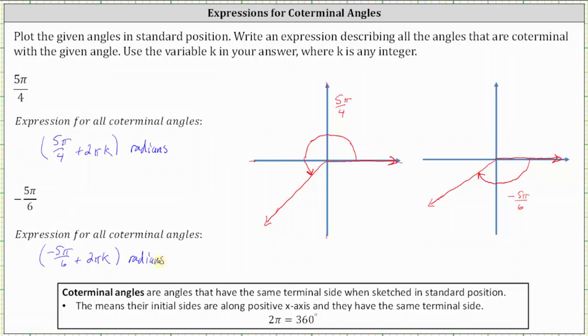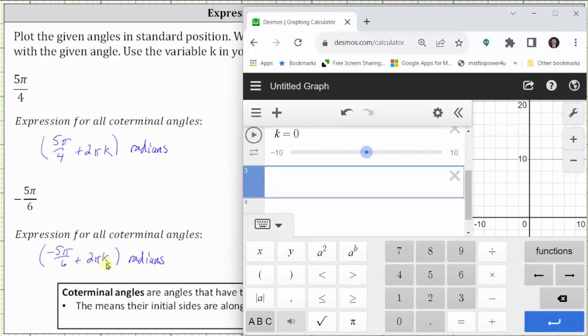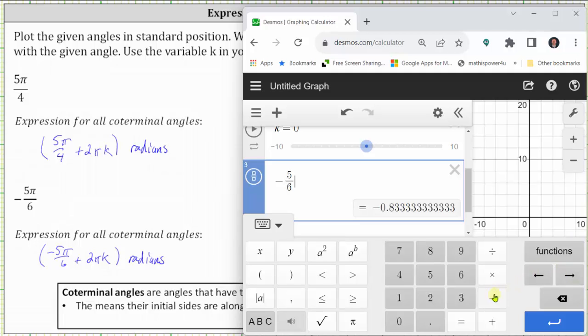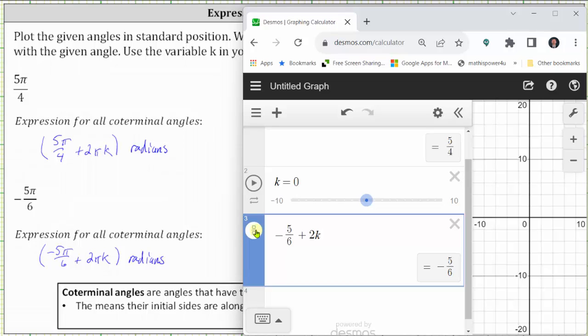And again, let's use Desmos to show 20 coterminal angles to negative 5/6 pi radians. So once again, we're not going to include the pi. We will just enter negative 5/6 plus 2k. And then click on the Convert to Fraction button. And then we have to remember to include the pi when expressing the coterminal angles.